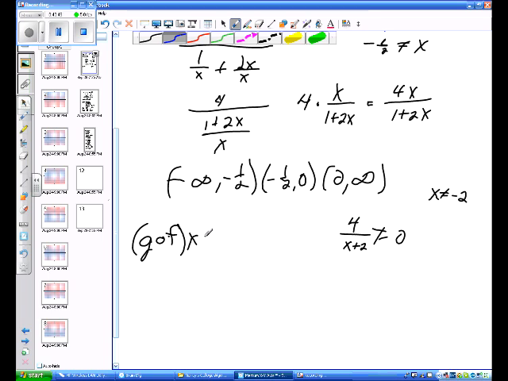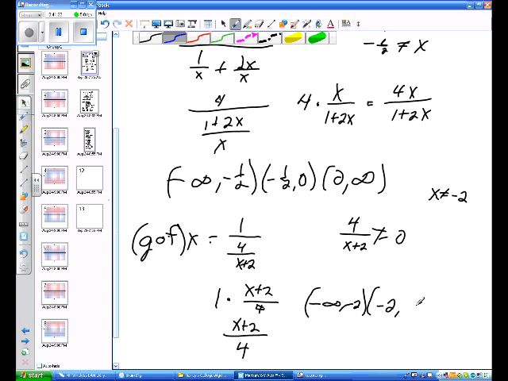And then in this case, we would take our function g, which was 1 over x, and wherever there's an x, we're going to plug in f of x, which was 4 over x plus 2. To divide by a fraction, you multiply by the reciprocal. So we'll multiply by x plus 2 over 4, which would be x plus 2 over 4. And our domain can't include negative 2, so it would be negative infinity to negative 2, and from negative 2 to positive infinity.